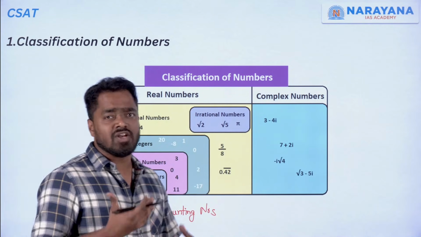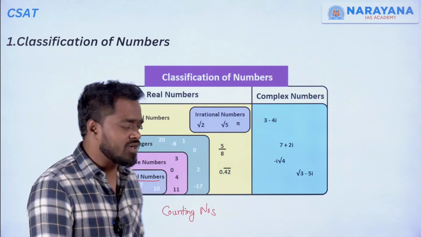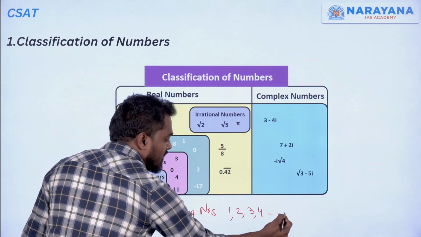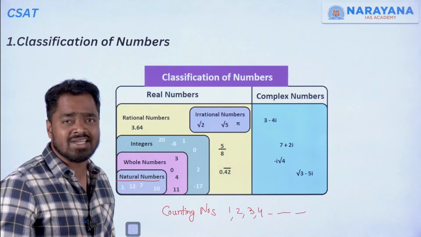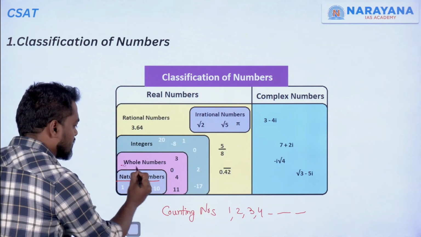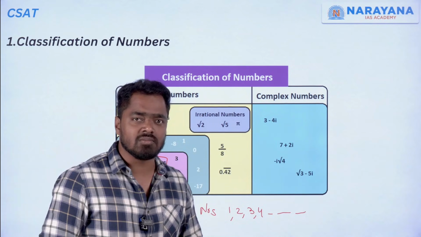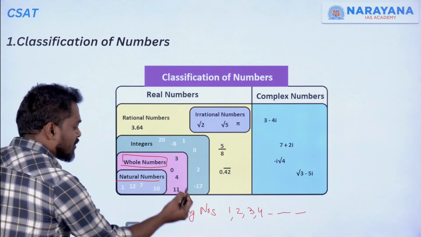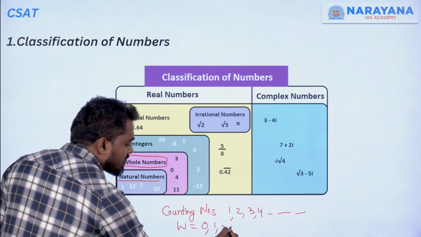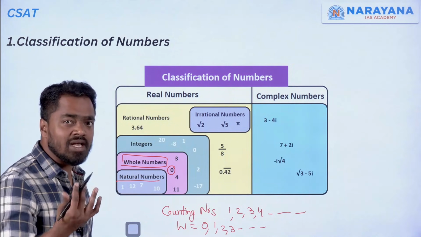Humans were using these numbers since prehistoric times, and that's why they are called natural numbers. These numbers start from 1, 2, 3, 4 and so on. So this is the first category of numbers in the classification. The next one is whole numbers. If you add 0 to the natural numbers, you will get the whole numbers. So including 0, whole numbers start from 0, 1, 2, 3 and so on.